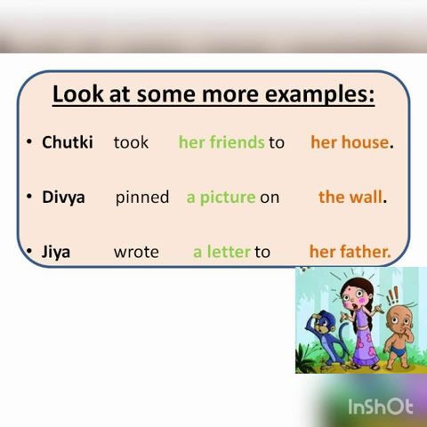Jia wrote a letter to her father. What did Jia write? A letter. That is the direct object. And her father is the indirect object.